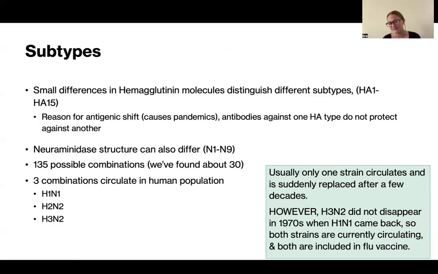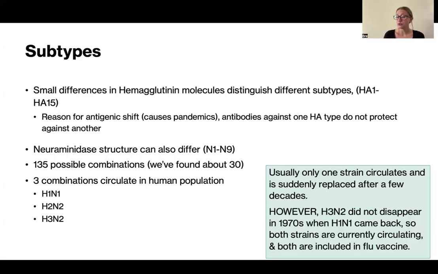What's interesting about that is normally you only have one strain circulating in the human population at a time. And then after a few decades, it suddenly disappears and is replaced by one of the other subtypes. Now, in the 1970s-ish, we had H3N2 that had been circulating for several decades. And when H1N1 appeared, we expected the other one to disappear, but it didn't. It stayed. So now we have 2 strains circulating in the human population.